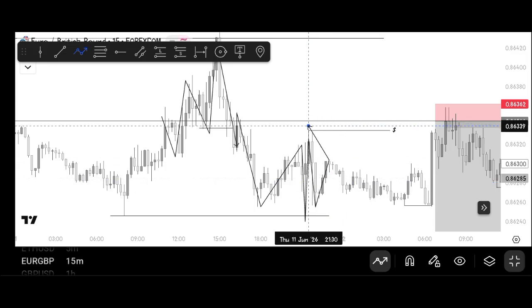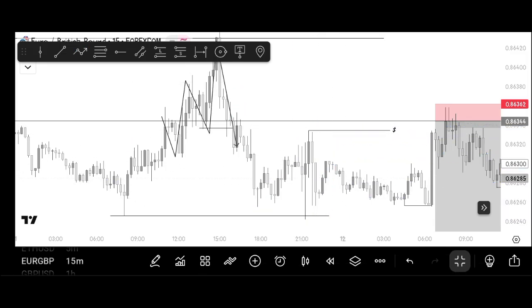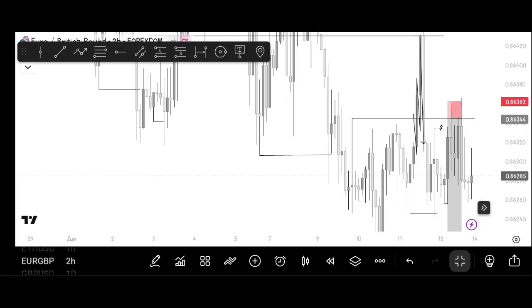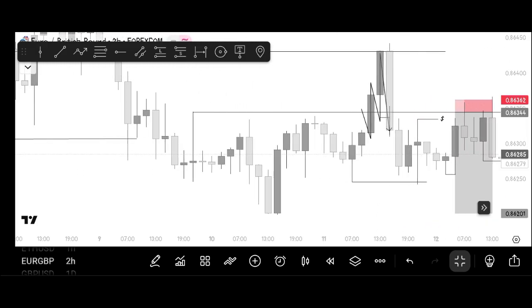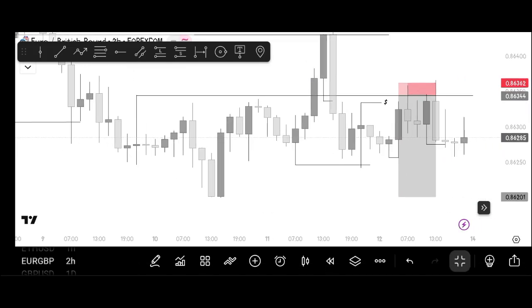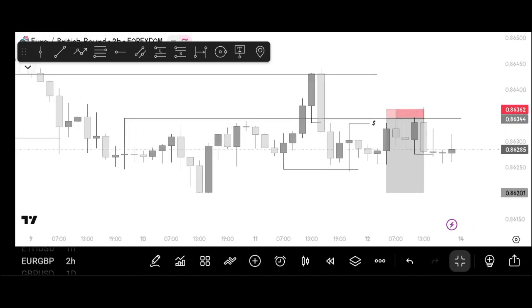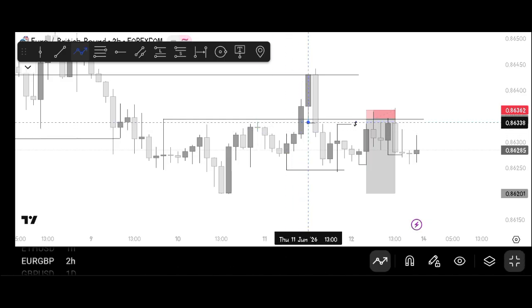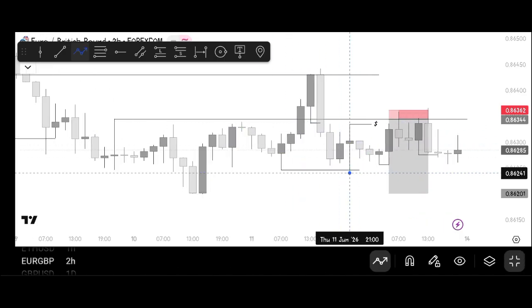So I know this is going to be a liquidity because in our 2 hour time frame, let me switch to the 2 hour time frame. So this is something I always want to consider. If you look at our 2 hour time frame, you see we don't really have a break of structure, except this one right here.